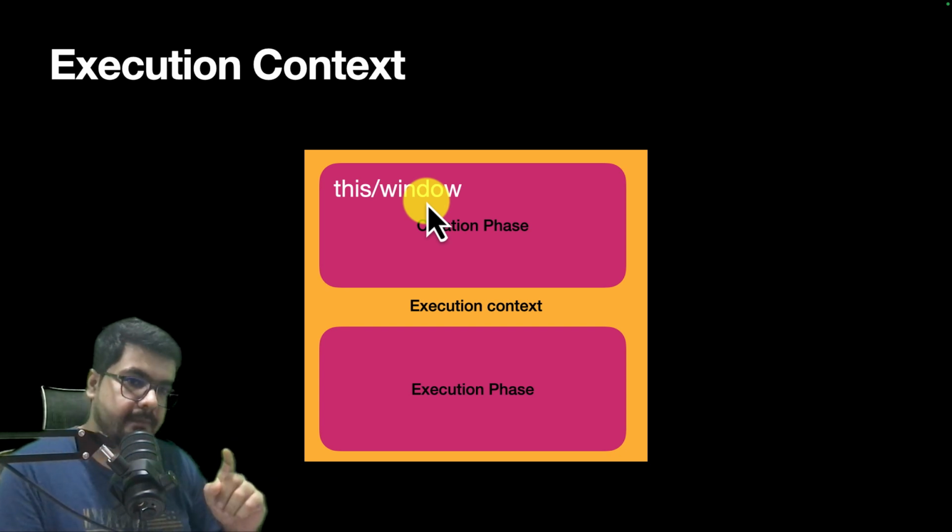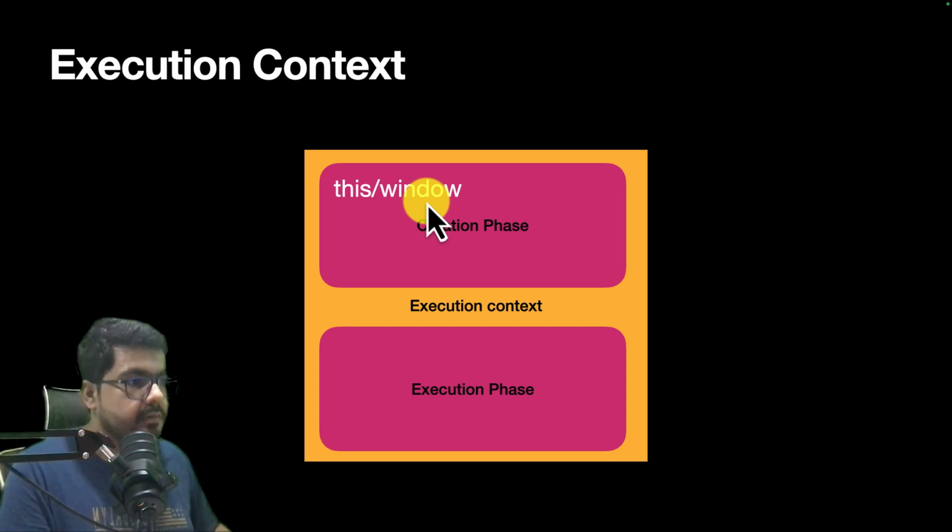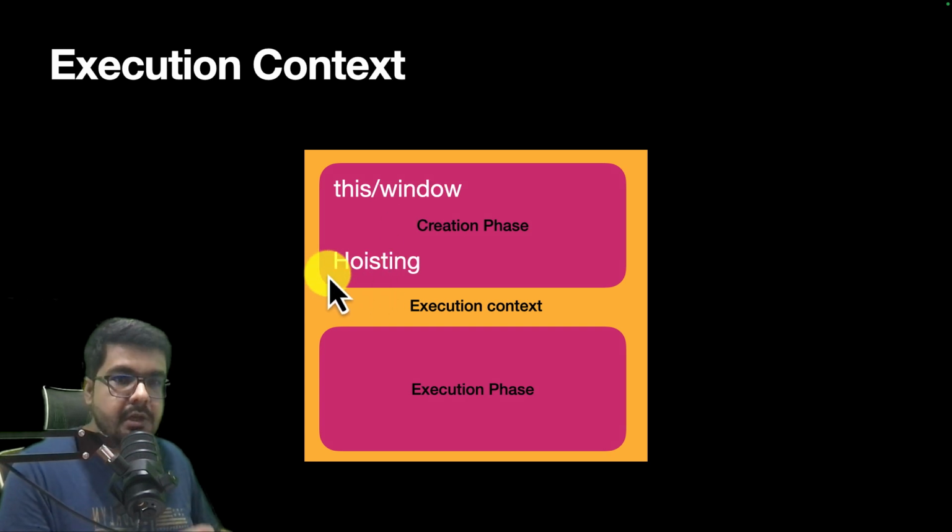But there is a second step which is also involved whenever JavaScript creates a new execution context, right? And the second step is known as hoisting. This is where hoisting comes into the picture, right?